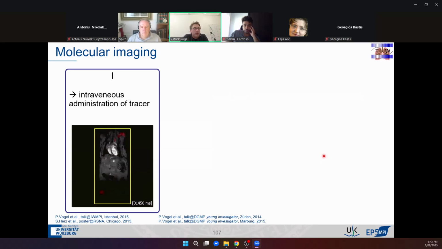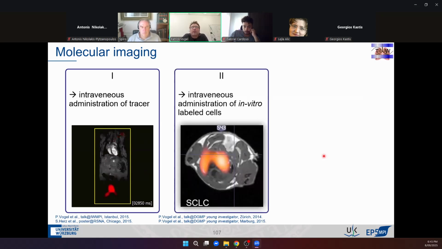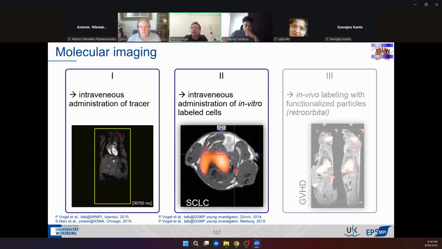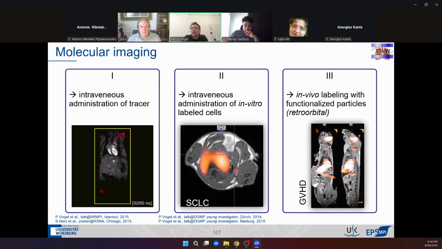There are a lot more possibilities in molecular imaging. We also used this intravenously with labeled cells. Here's a small cancer lung model, where the prepared cells start to go into the lung. We can also make this visible. A more sophisticated approach was this one, graft versus host disease, where we can actively label the specific cells in vivo with specific particles.